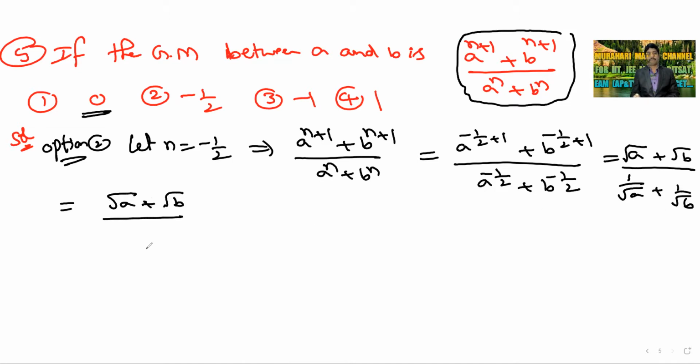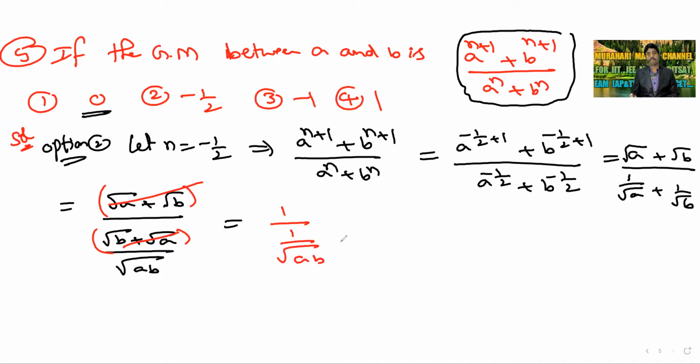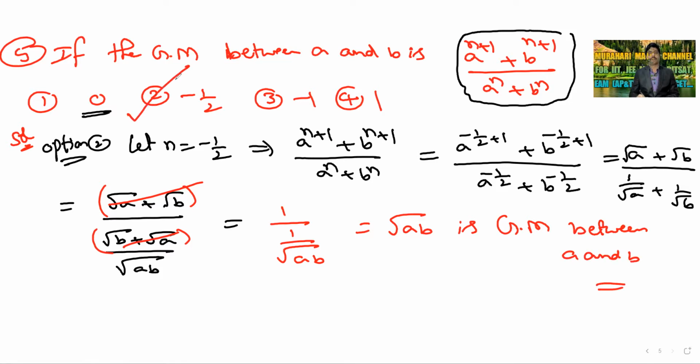Let us take the LCM in the denominator, root AB. So it will be root B plus root A. In this, root A plus root B get cancelled. So 1 by 1 over root AB is nothing but root AB. What is root AB? It is the geometric mean between A and B. So for n equal to -1/2, the second option is correct.